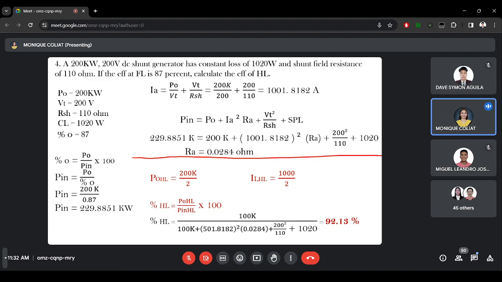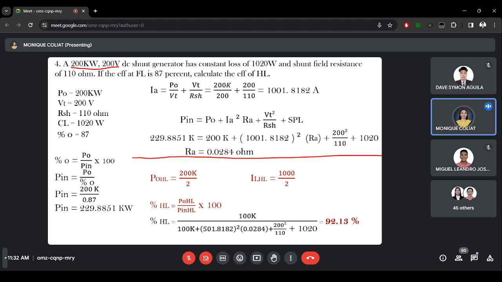Okay, so first, next naman natin, write all the given parameters. So we have PO and VT as always, rating ng generator. So we have PO 200,000 watts. We have terminal voltage 200 volts. We have a constant loss of 1,020, that means SPL na din siya. Okay? Then shunt field resistance of 110 ohms. Full load efficiency is 87%. Calculate the half load efficiency.